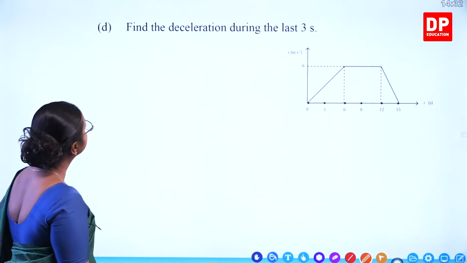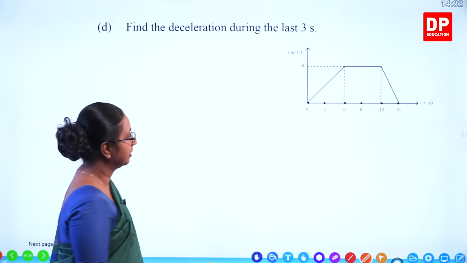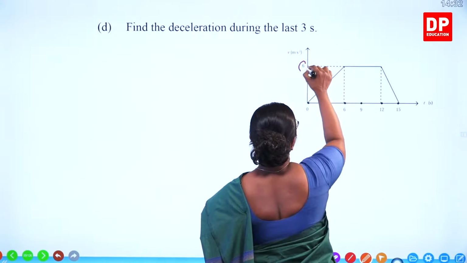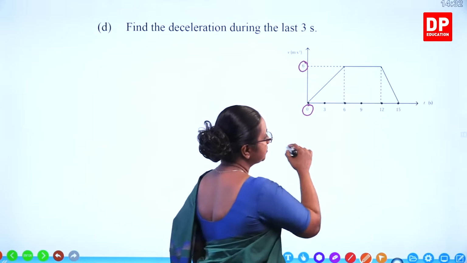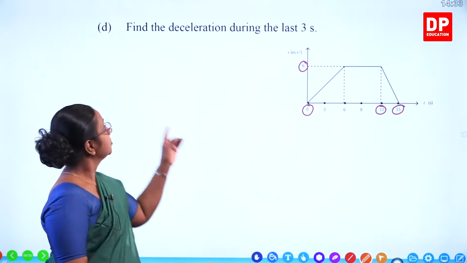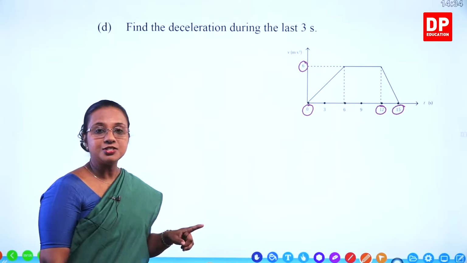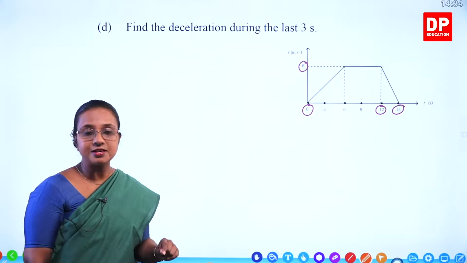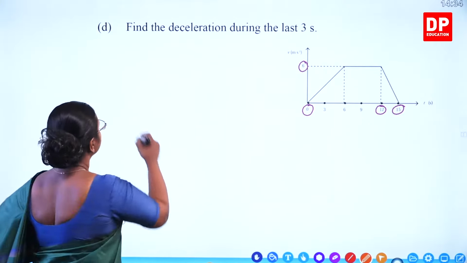Next question. Find the deceleration during the last 3 seconds. So, this is the part where we have the deceleration. Initial velocity 6, final velocity 0. It comes to rest, and the time periods are 15 and 12. So, now we need to calculate the deceleration. Deceleration is not directly calculated. Instead, we calculate the acceleration of the object. So, you have to write the equation for acceleration.